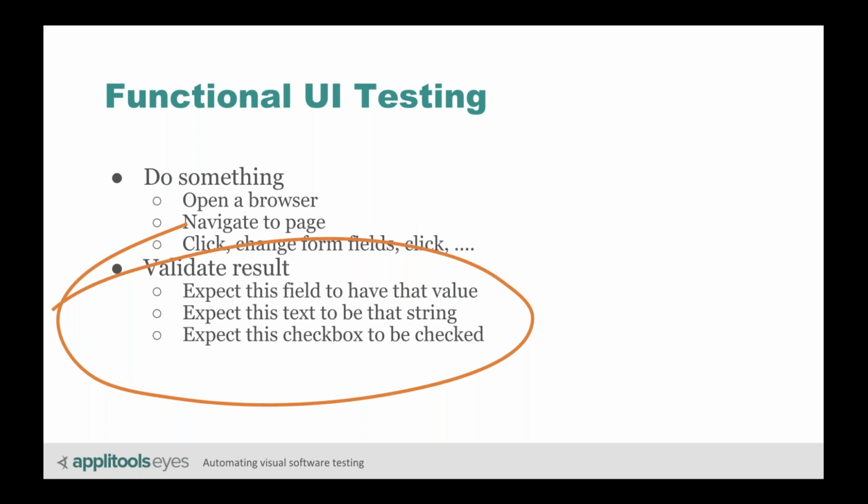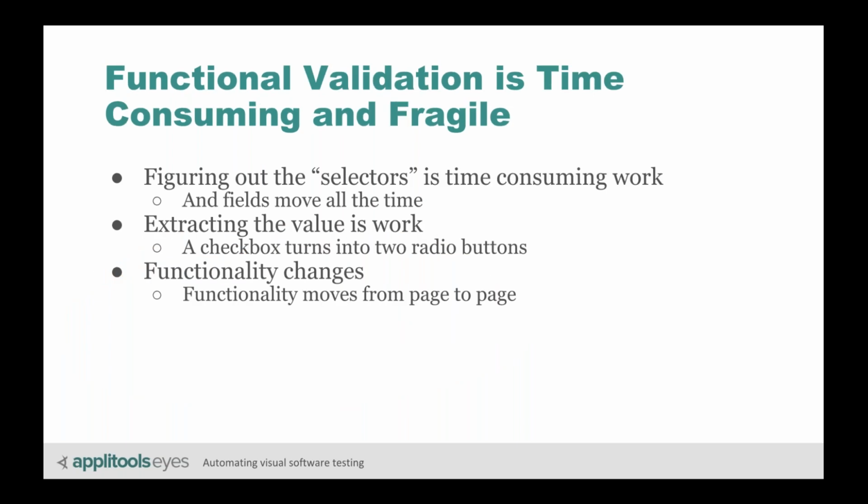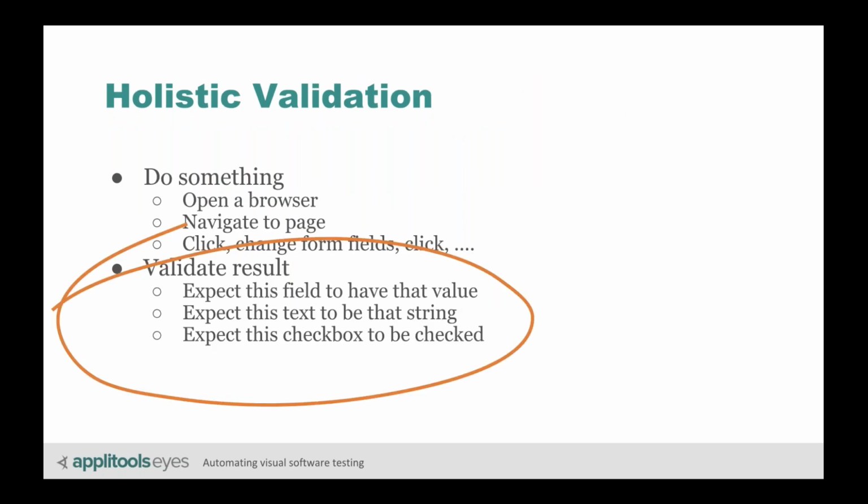Unfortunately, validating the result is hard. It's hard to write code that validates the result, especially across hundreds of tests. And moreover, it's fragile. Figuring out the selectors, where you have to figure out where the field is, how to reach it in the page, is time-consuming work. Moreover, as the developers change the code, those selectors change and your tests fail. Fields move all the time. Extracting the value is work. A checkbox turns into two radio buttons, turns into a combo box, and so on. And the functionality changes, moves from page to page sometimes. This whole validation is time-consuming and fragile.